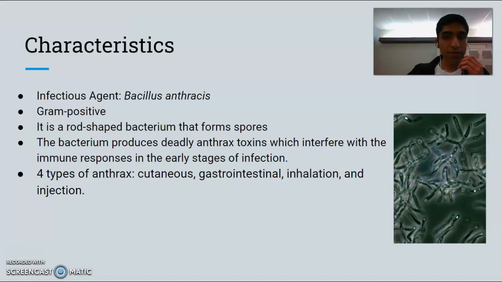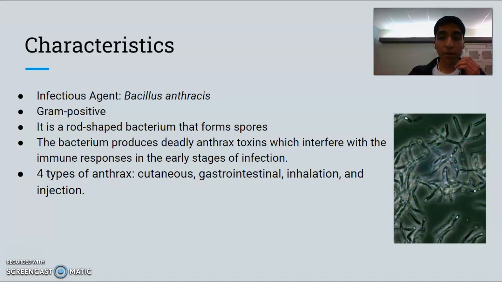So, some of the main characteristics of anthrax: the causative agent is Bacillus anthracis. It is a gram-positive rod-shaped bacteria that forms endospores, and the endospores can remain on surfaces and even in soil for days or even decades.